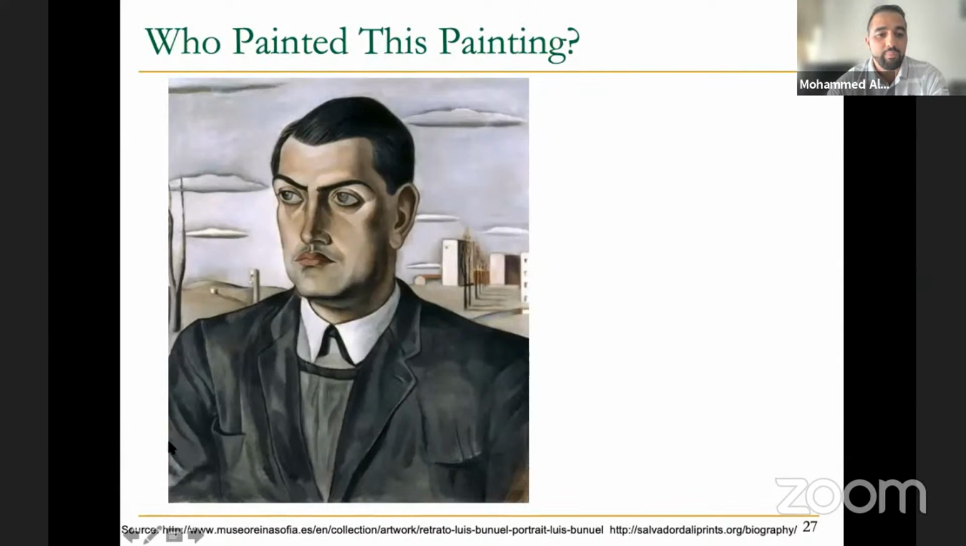All right, so does anyone know who painted this painting? Do we have anyone from Spain?